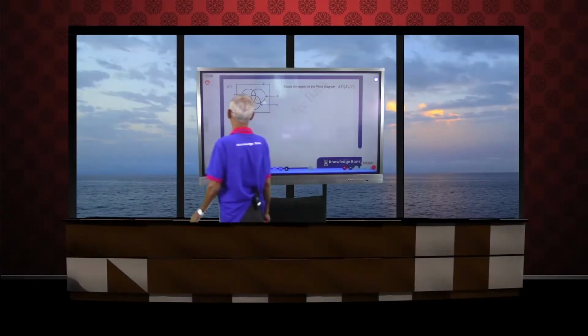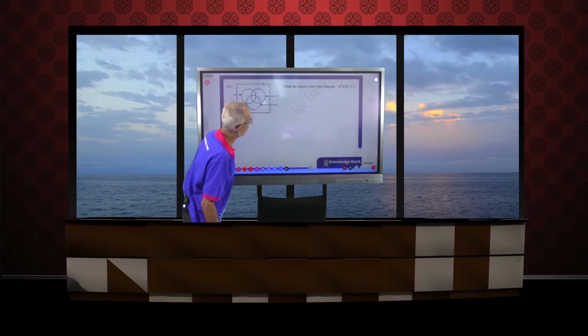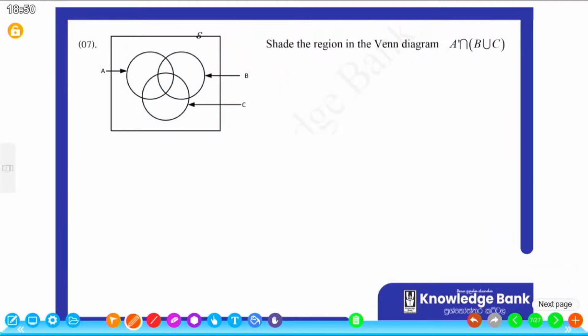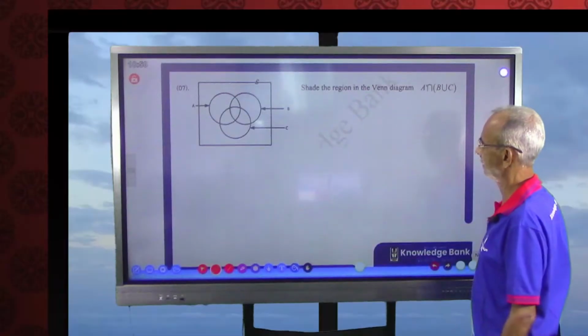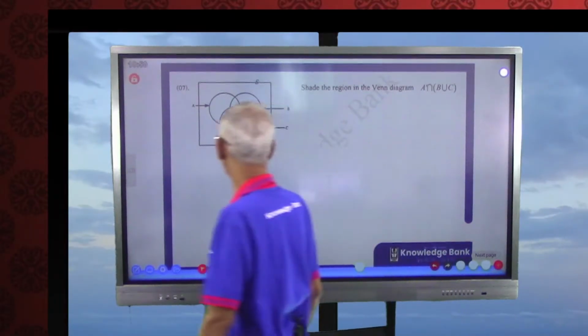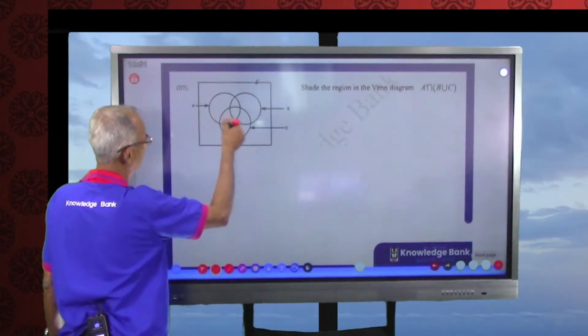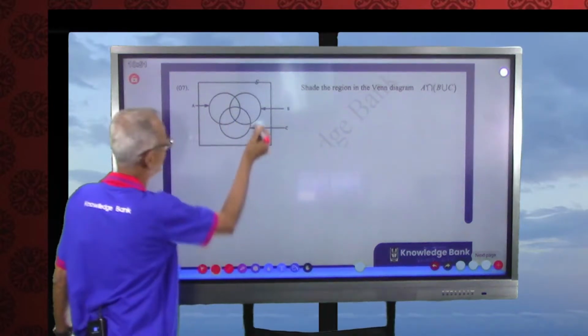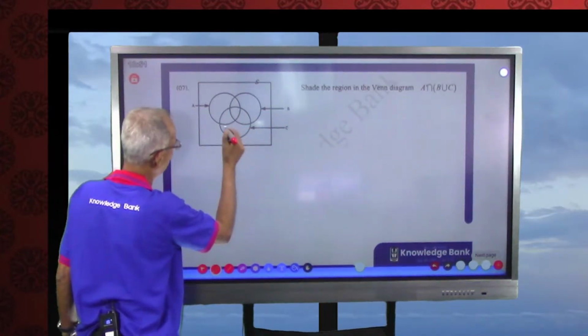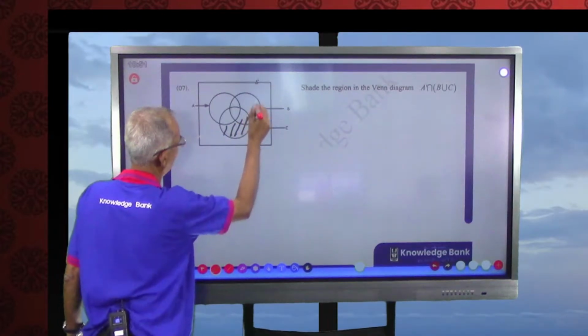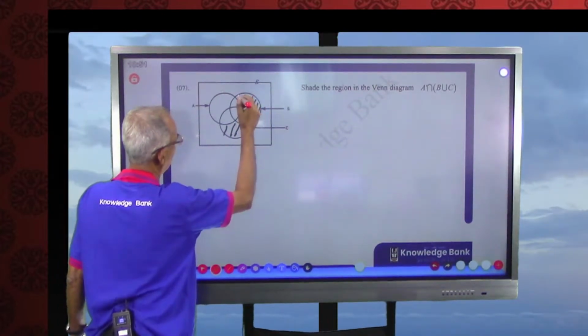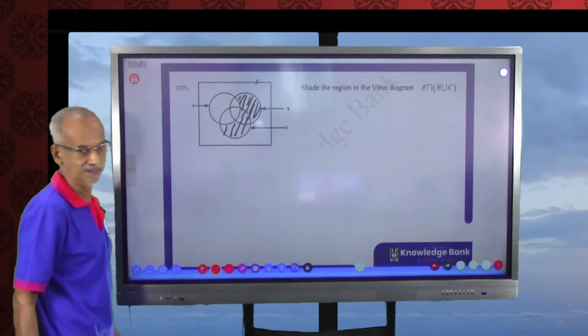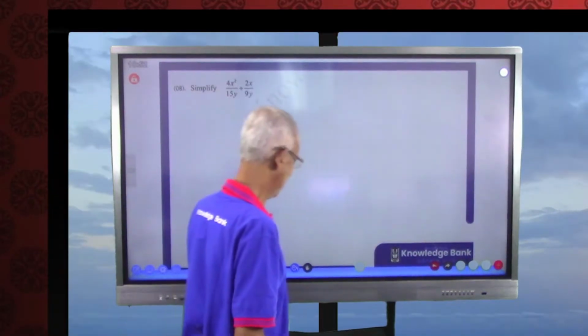Yeah, it is a set one. Shade the region in the Venn diagram: A complement intersection B union C. That's the question. A complement means without A, so now you can't use this A. B union C means these two. Then the common region means this part. Now we have to shade the region. Here is the common region for this. That's question number 7. Let's move to question number 8.